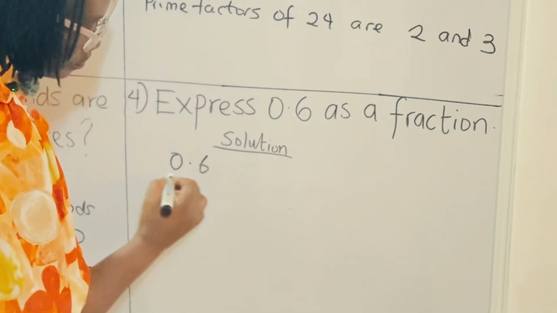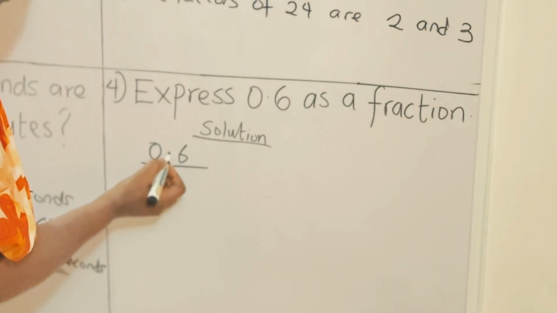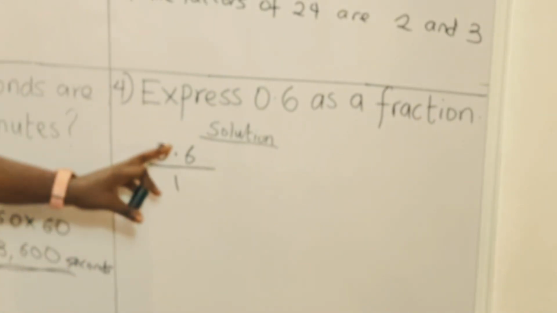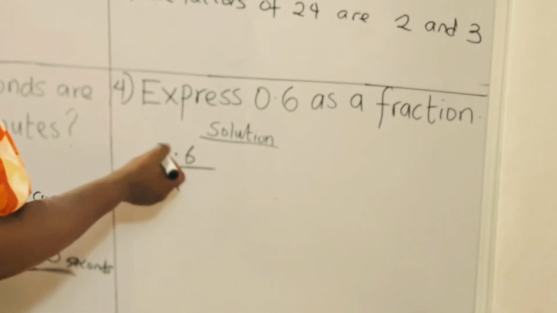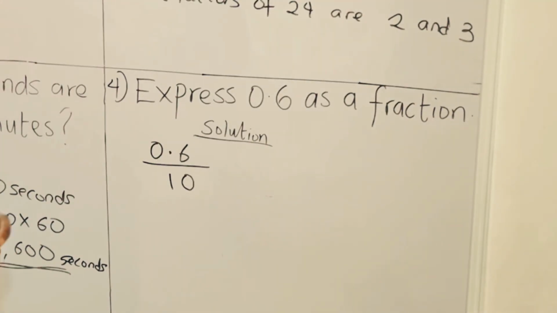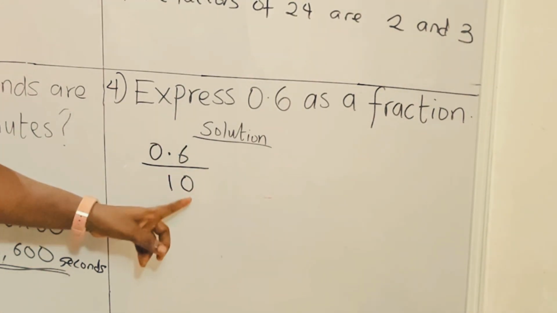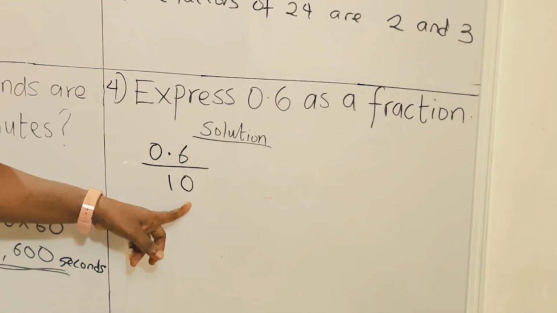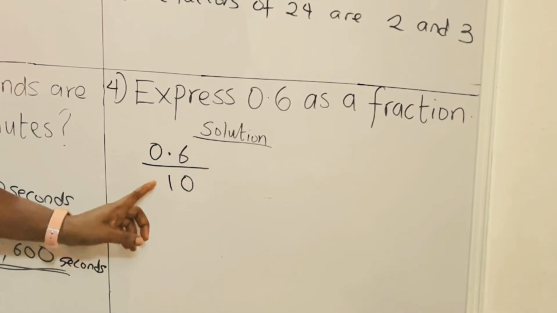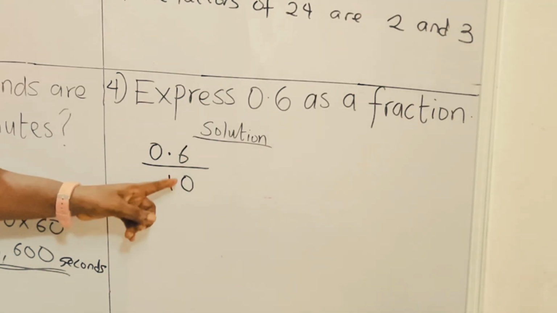0.6. Draw your line. Then the decimal point will represent 1, while the other numbers will be represented by 0. We have only one number here, which is 6. So you have just 1 zero. If you have other numbers here, like 0.652, it's going to be 1 0 0 0. All the numbers will be represented as 0.